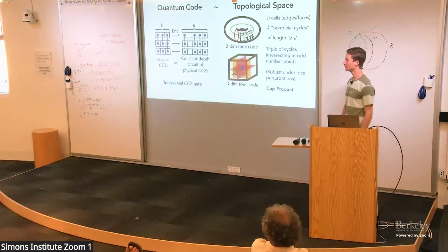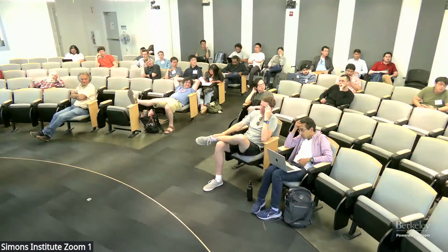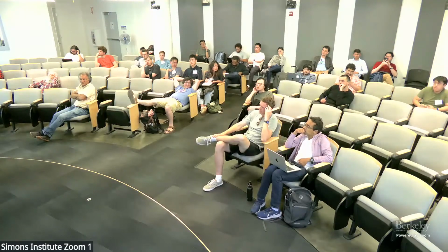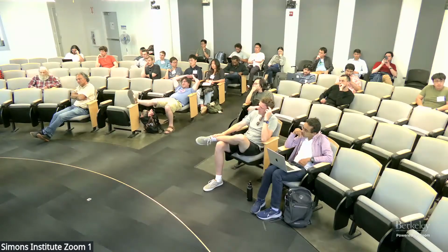Does this topological space picture still hold for CSS codes, or is it not as clear in that case? Yeah, so actually everything we'll talk about is basically CSS codes, which you can also view as cochain complexes. For more general codes that aren't CSS, I'm not so sure. Okay, but for CSS codes, yeah.